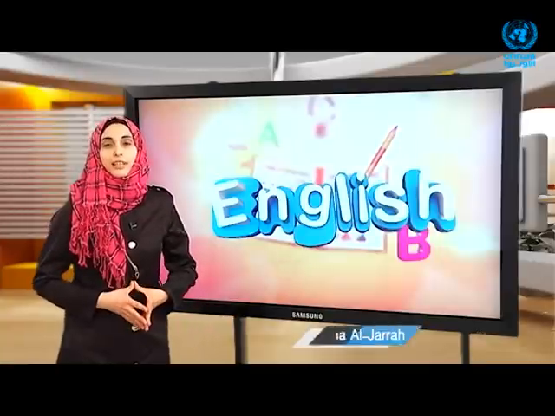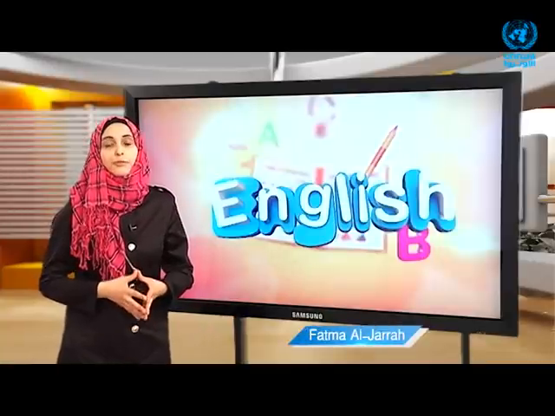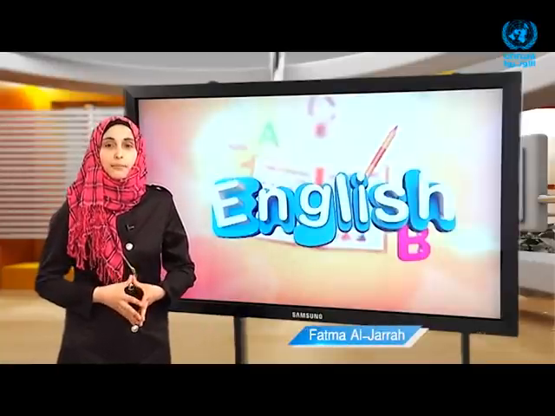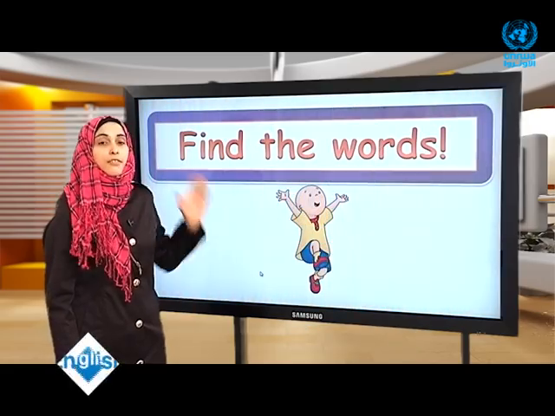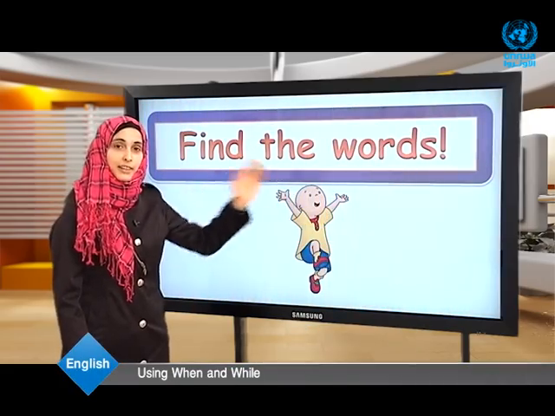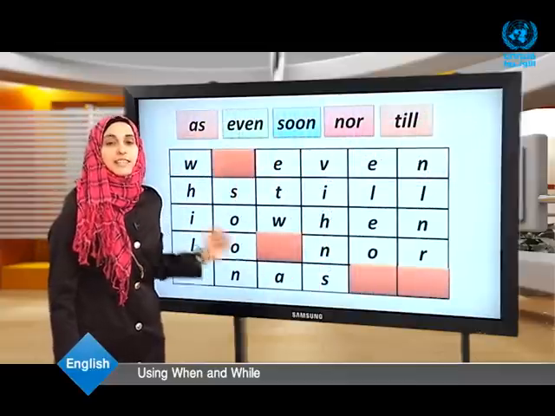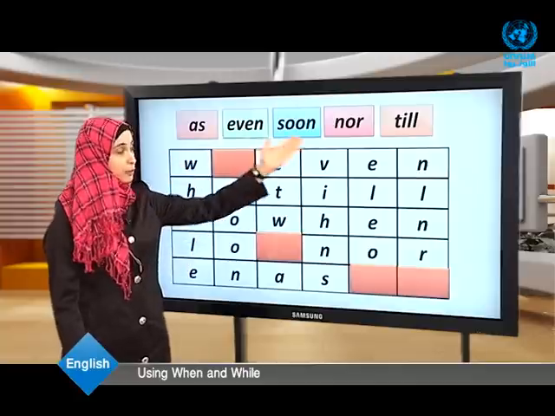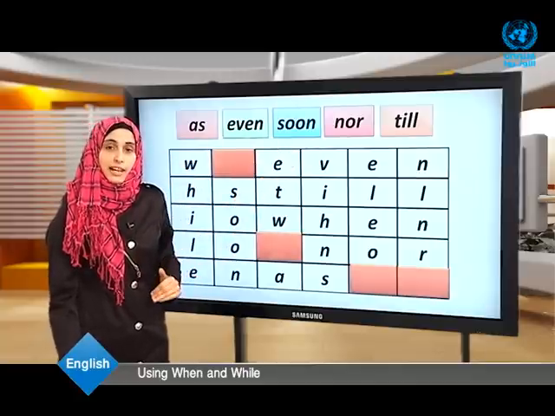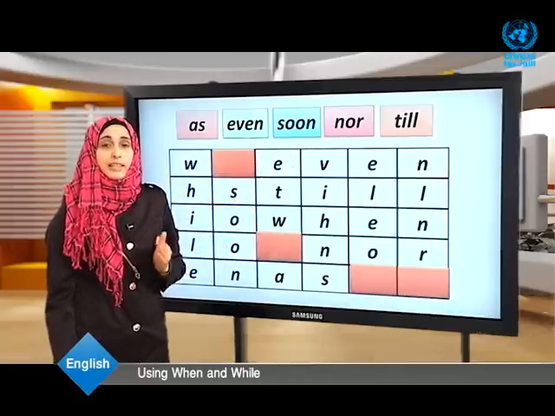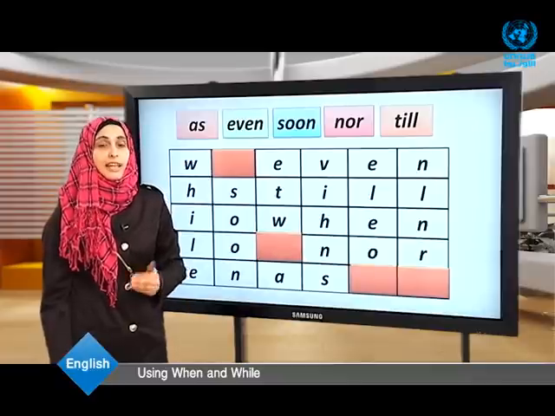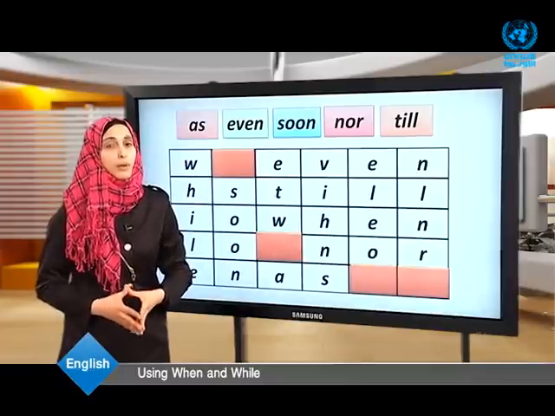Well, I won't tell you what we will talk about. You have to find out by yourself by playing this game, which is find the words. Look here. We have 5 words and we have a table. You have to find the 5 words in the table. After that, we will have some letters left. These letters will form some words, and these words will be the topic of our lesson for today.